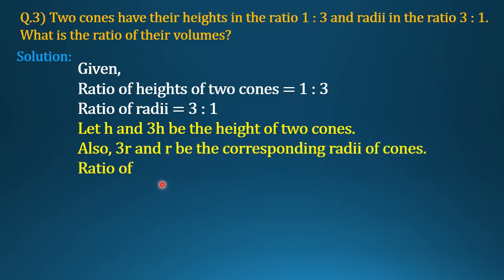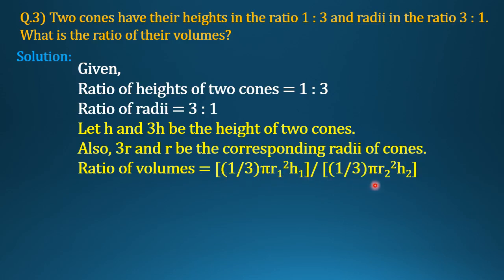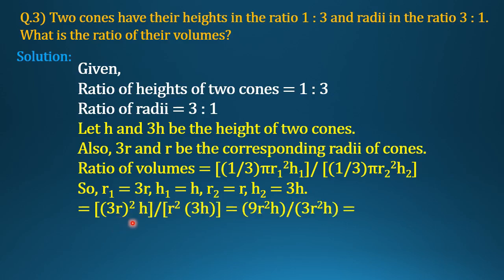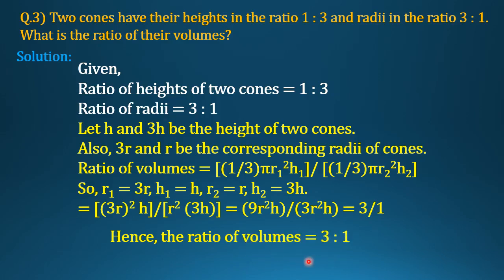Ratio of volumes is equal to 1 by 3 pi r1 square h1 divided by 1 by 3 pi r2 square h2. So r1 is equal to 3r, h1 is equal to h, r2 is equal to r, h2 is equal to 3h. Now substituting the values, which is equal to 3r whole square into h divided by r square into 3h, that is equal to 9r square h divided by 3r square h. Here r square h and r square h are cancelled, so remaining 3 by 1. Hence the ratio of volumes is equal to 3:1. It is so easy, isn't it?